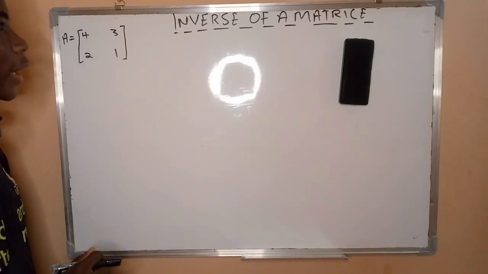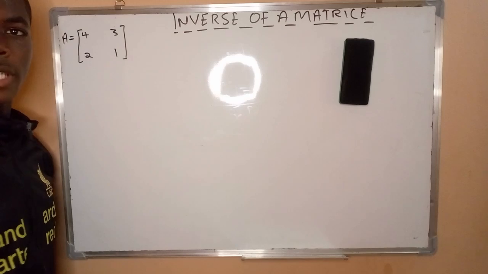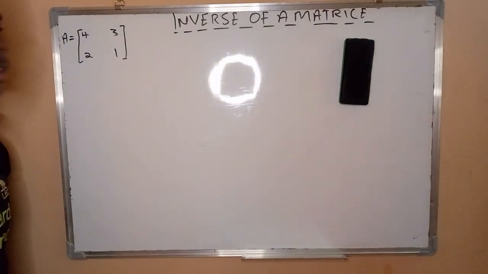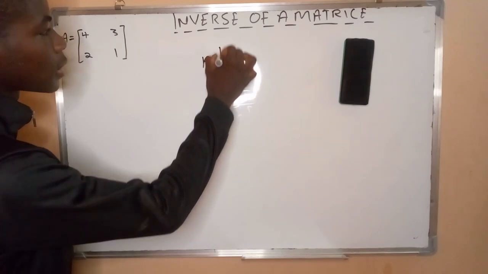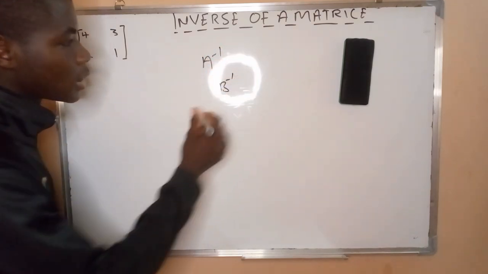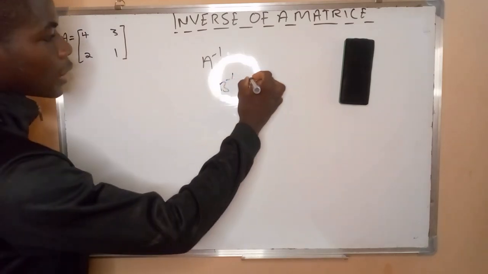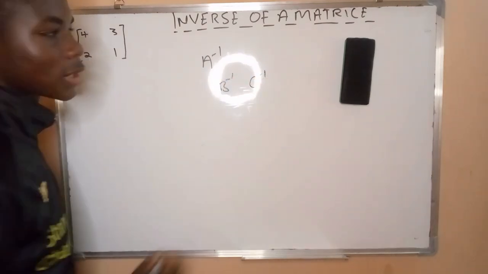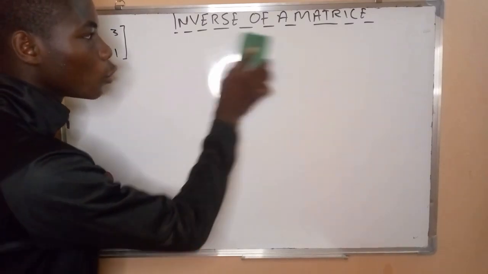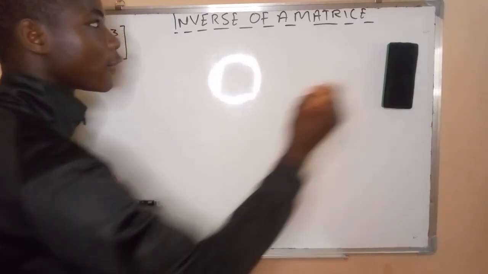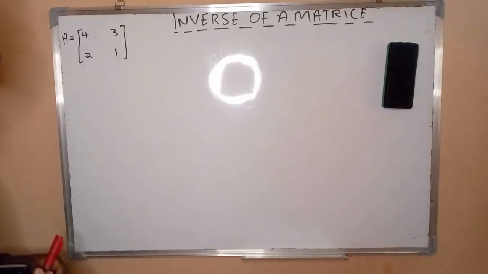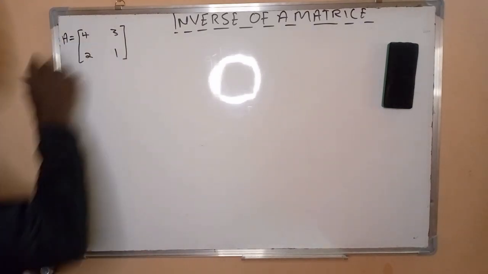In this tutorial, we are going to talk about the inverse of a matrix. If we say the inverse of a matrix, this is the inverse of A, this is the inverse of B, and this is the inverse of C. So how can we find the inverse of either A, B, or C, of a 2 by 2 matrix and a 3 by 3 matrix? First, the question asks us to find the inverse of this 2 by 2 matrix.